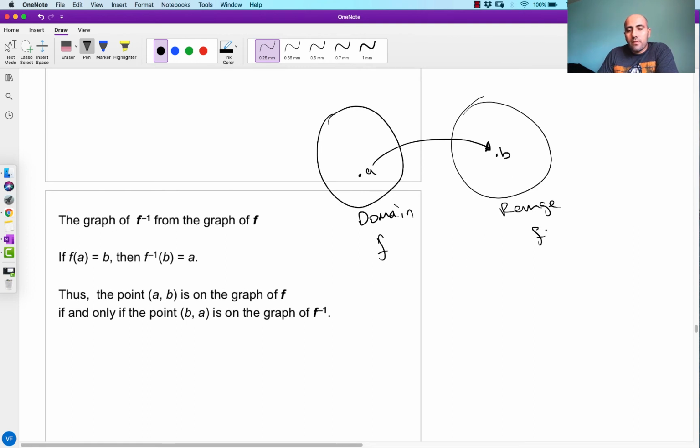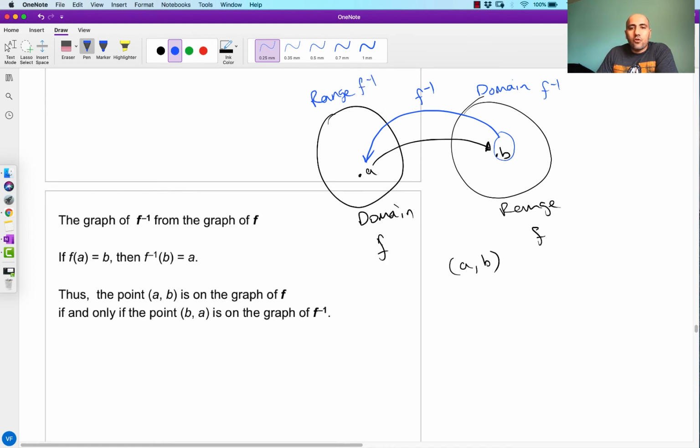Then we have an ordered pair a comma b, right? A comma b is in the f function. But now if we want to go backwards, that means we start there and we plug it into the inverse function. It takes us back to where we started, meaning that this is the domain of f inverse, and this guy is the range of f inverse.